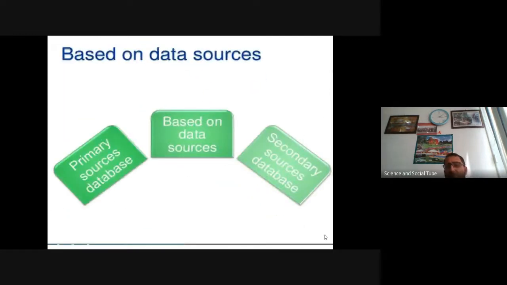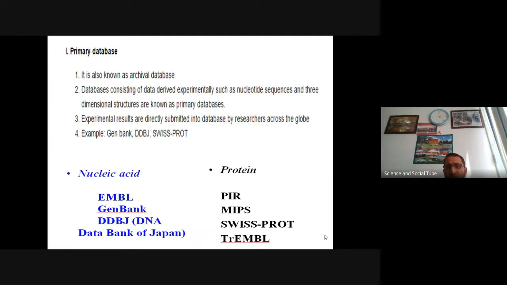But if you talk about it based upon the data source, as I told you, whether the data is from a primary source or a secondary source. The well-known primary databases are those where people are submitting their data, their own original data. Nothing has been curated or manipulated. A well-known database is GenBank at NCBI, DDBJ, the DNA Data Bank of Japan, and EMBL. They are the primary databases where you can submit your own original data. Secondary databases take data from the primary databases, make some changes in that, and publish it in other databases.